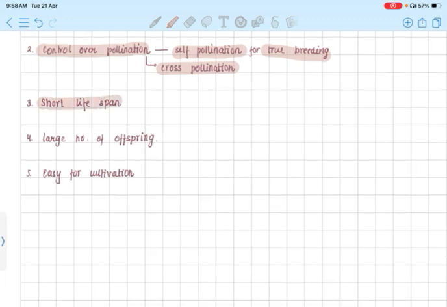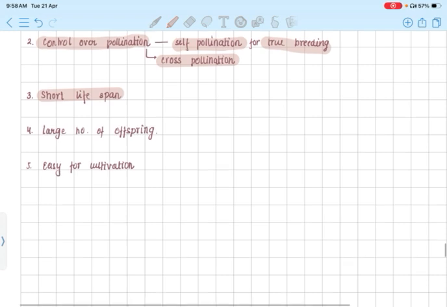Pea also has a shorter lifespan. The third reason was that pea plants produce a large number of offspring. Offspring here means seeds. In a single pod we see approximately 8 to 9 seeds when we peel it. So there is a large number of offspring.